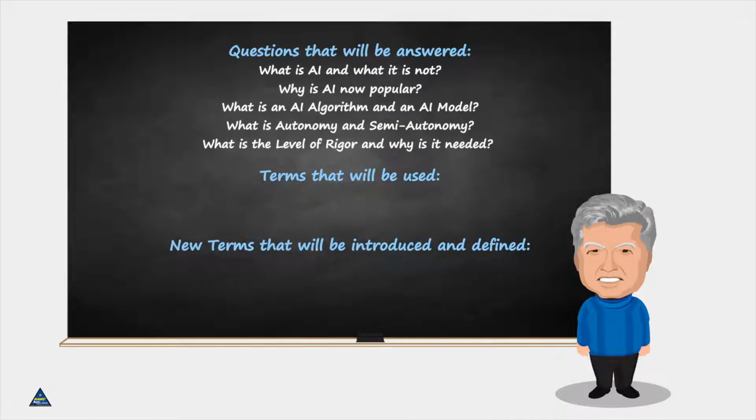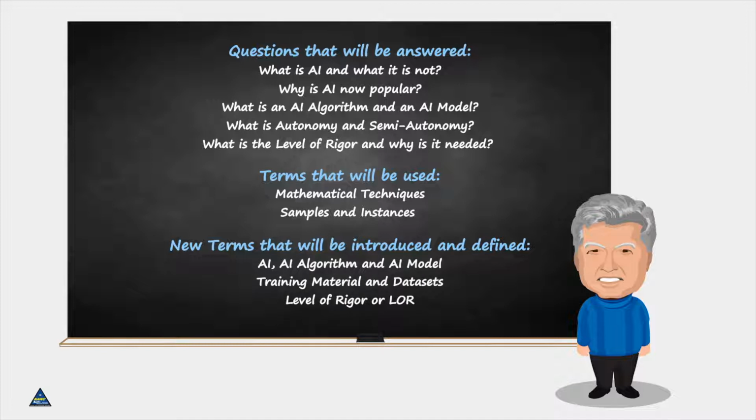So here are the questions, and they're very basic. What is AI? Why is it popular? What's the difference between an algorithm and a model? And you can see that we're going to talk about autonomy, semi-autonomy, and then finally get into level of rigor. Then we'll go into some terms. In this video, we'll talk about mathematical techniques, samples, and instances.